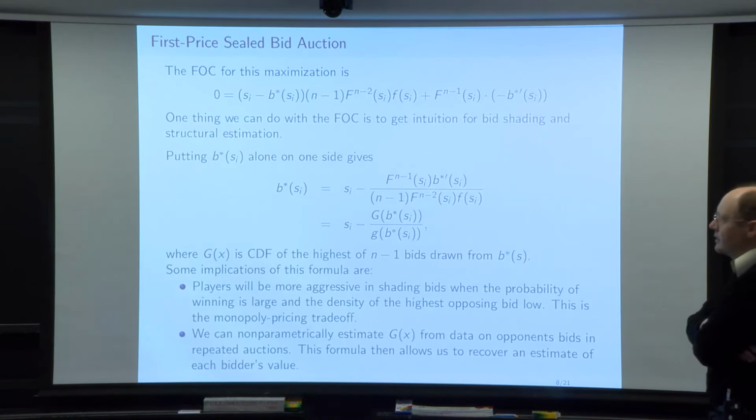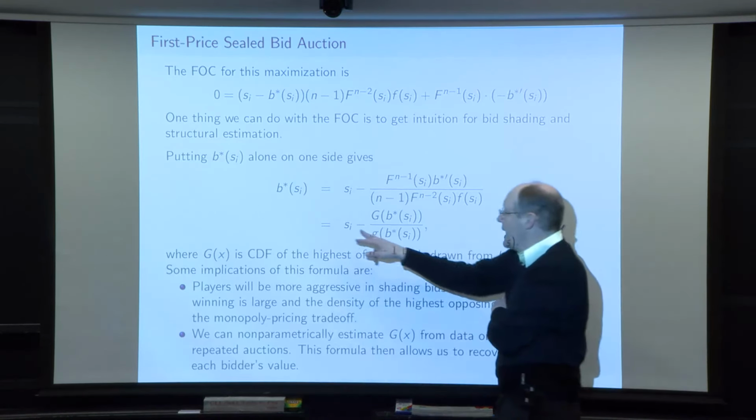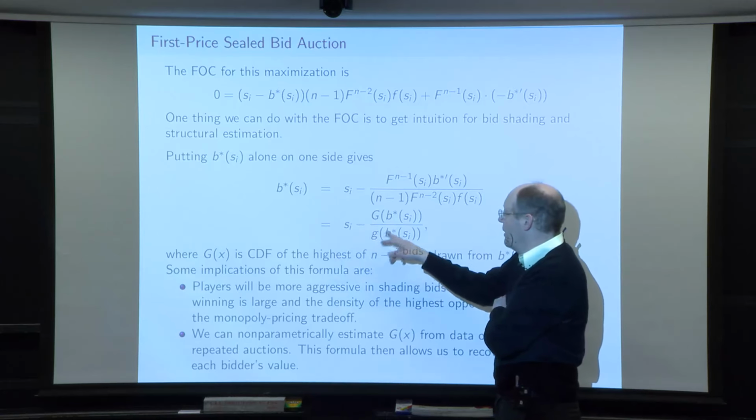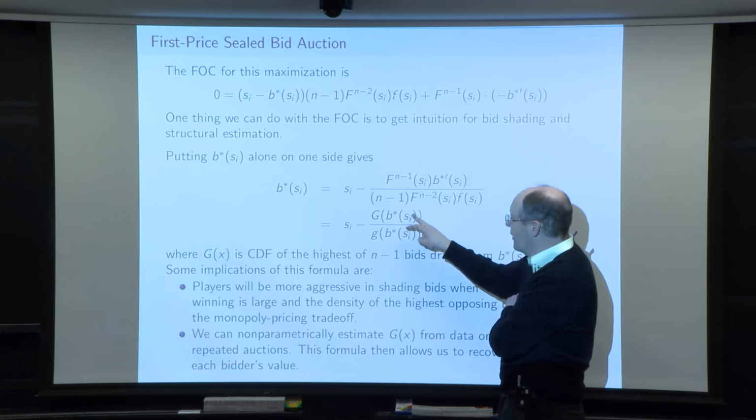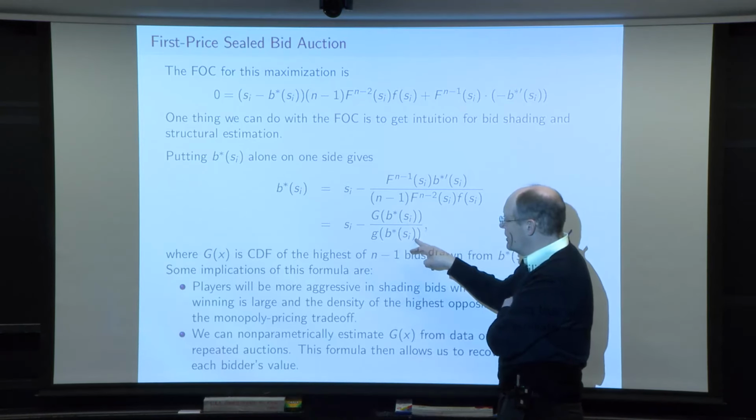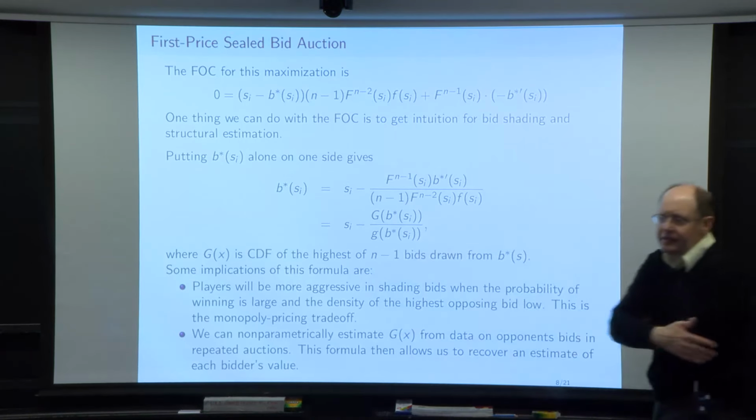So what we get is that what you do in a second price sealed bid auction is you mark down your bid. You mark it down by the ratio of the CDF of the bid distribution, the highest bid distribution evaluated at SI, divided by the PDF of the highest bid distribution.